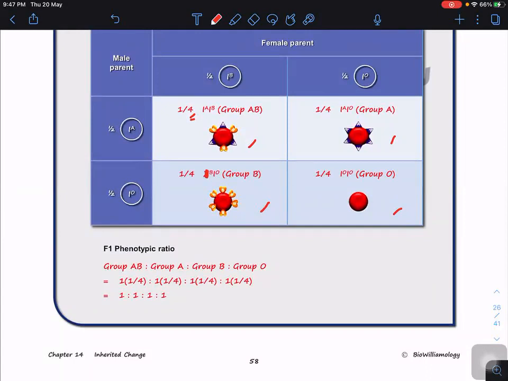Again, you can see that you won't get the normal 3 to 1 ratio anymore. I get 1 to 1 to 1 to 1. I have even more kinds of phenotype because I have more alleles. Okay, so let me stop recording.